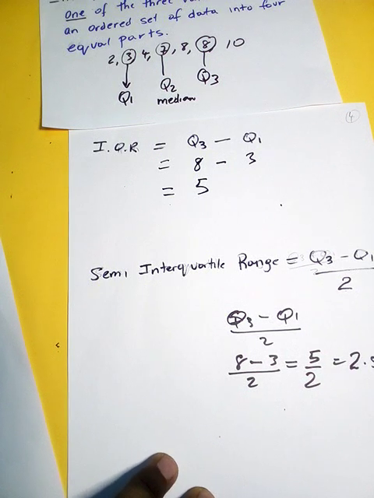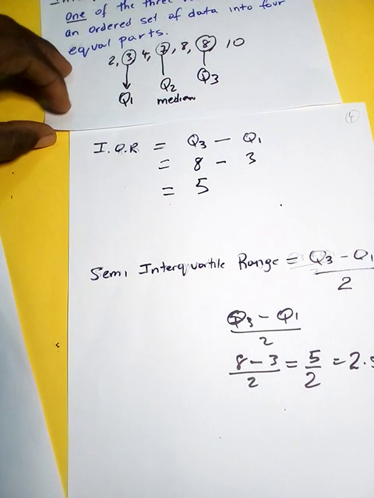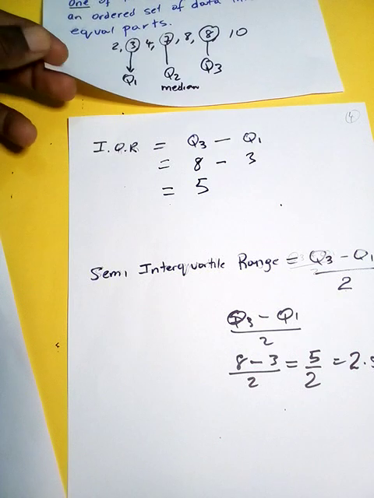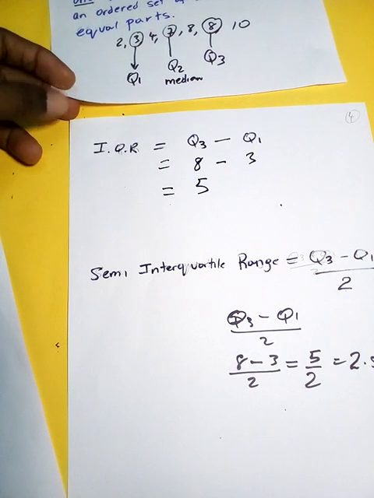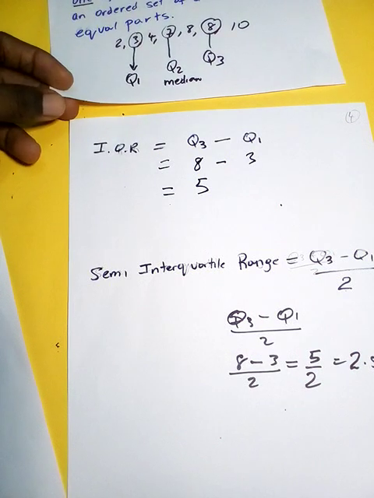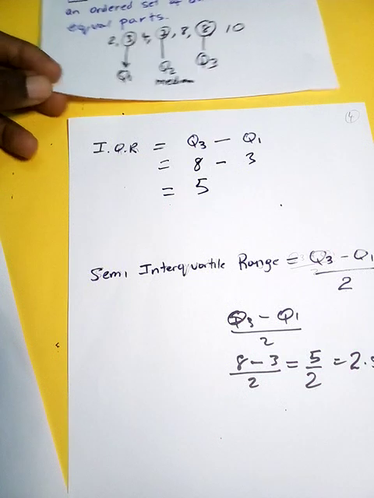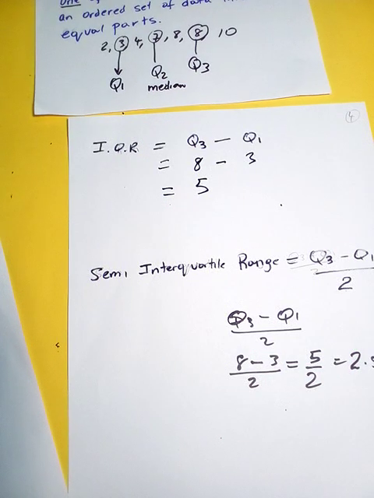Okay. So for the measure of central tendency, they might ask to find the mode, median, and mean for raw data. And for measures of dispersion, they might ask to find the range, the interquartile range, and the semi-interquartile range.